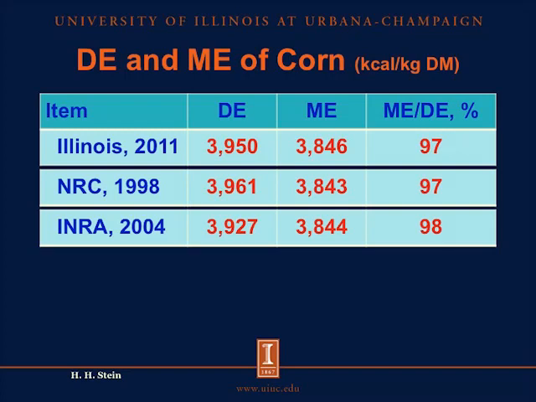And if we go to Europe and look at published values there, then we have INRA values that were published in 2004, and the average DE in the INRA tables is 3,927, and the ME is 3,844, and it's clear from this table that the European values are also very close to the values that have been determined here at the University of Illinois and also that have been published by NRC.